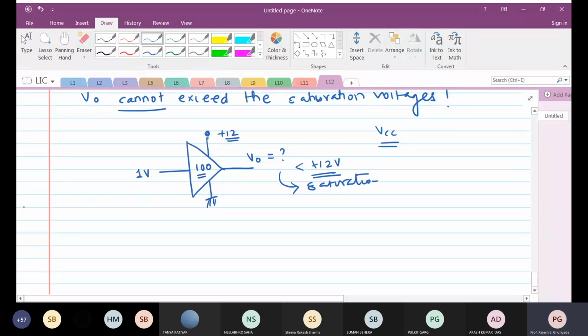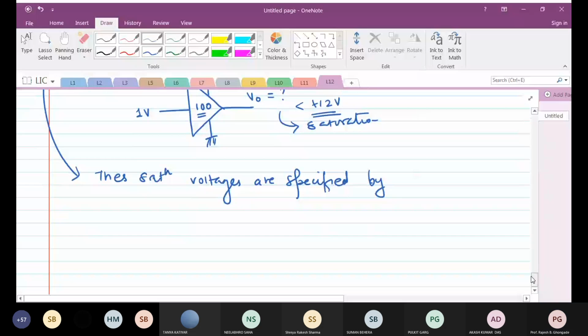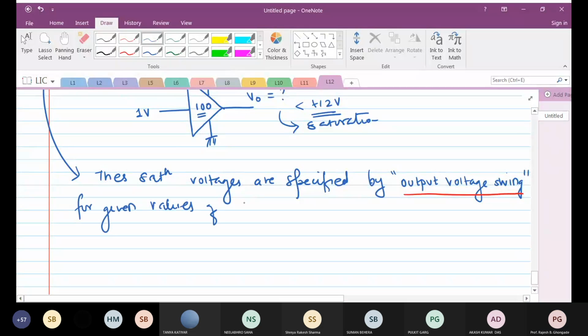So I can say that these saturation voltages, positive VSAT and negative VSAT, are specified by the manufacturer in the datasheet by an important parameter called the output voltage swing. This is a very important parameter, for given values of supply voltages.